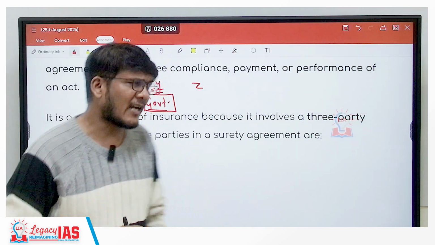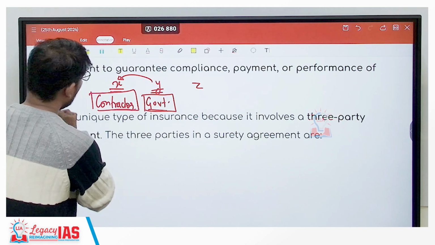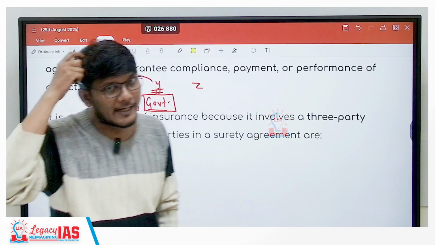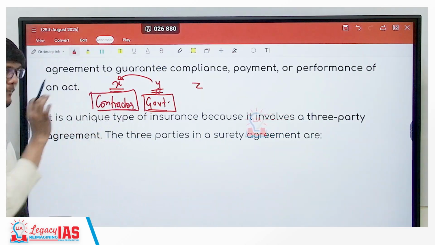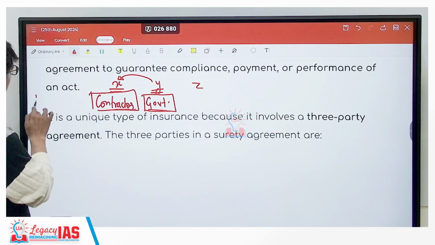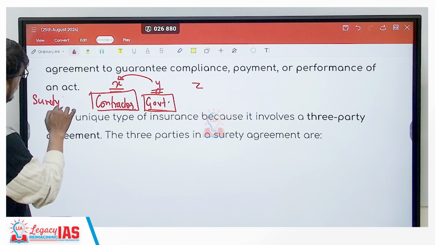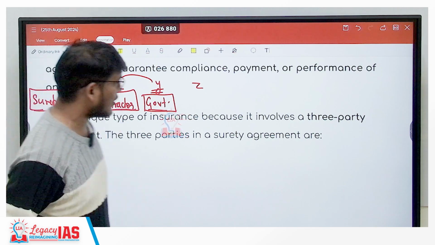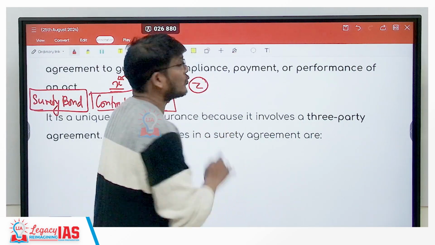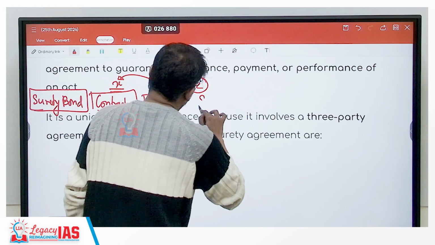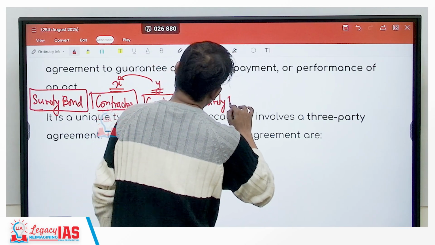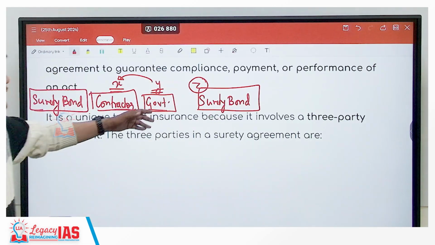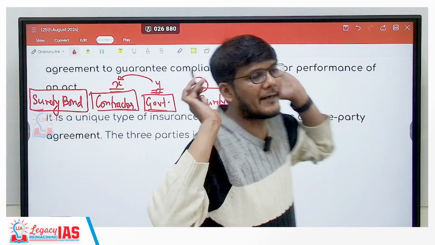So the government would then ask the contractor that, boss, you give me a bank guarantee. Bank guarantee is a different concept. We'll come to that later. Or the government can ask for a bank guarantee, or they can ask for a surety bond. Now from where will the contractor get the surety bond? From this financial institution, that is Z. Z will provide the surety bond to the contractor, which the contractor will then take to the government and show that, see, I have a surety bond from this financial institute.